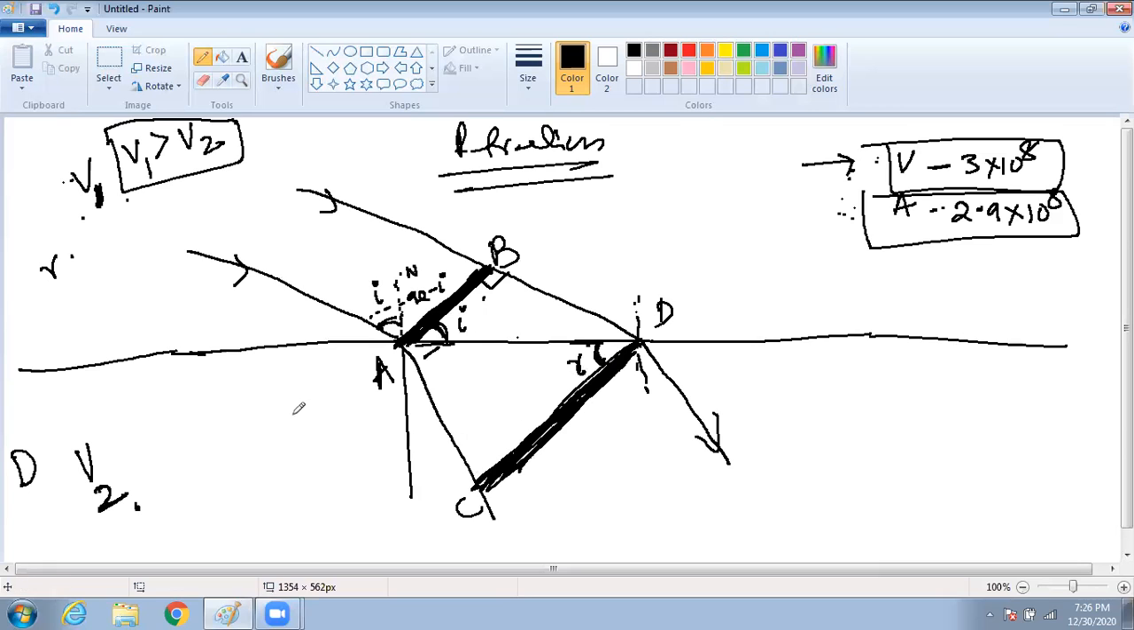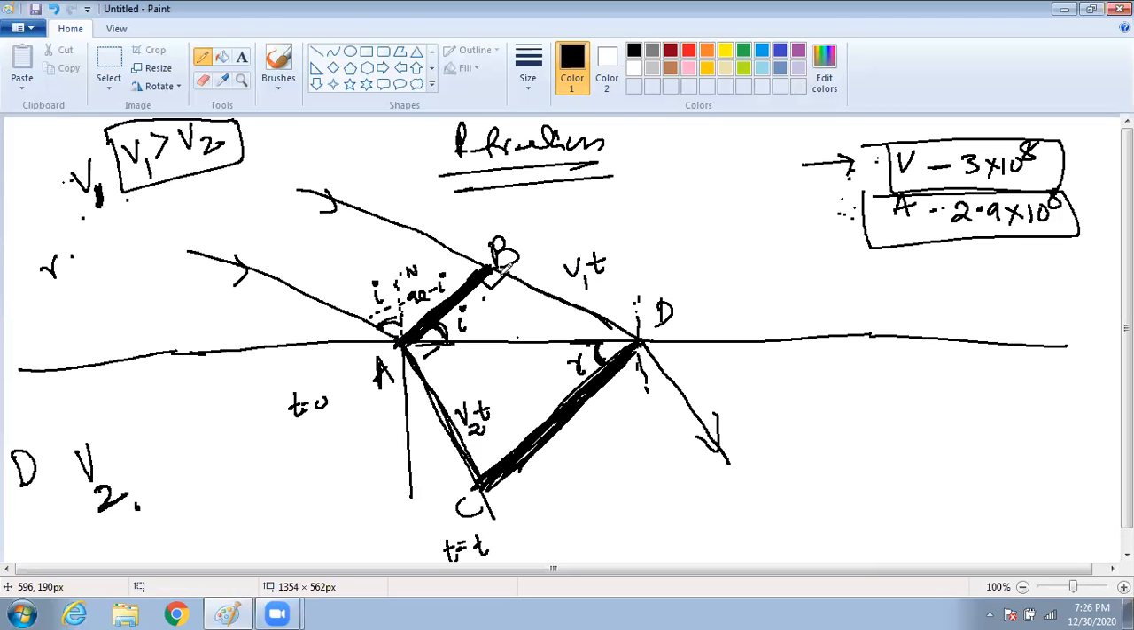Yes, sir. At t equal to 0, both incident rays are here. At t equal to t, this ray is here. So that means this will be V2 into t. And what about this one? This will be V1 into t. Correct? Clear? Yes, sir. This ray after time t has passed the refracting surface and the velocity reduced to V2.